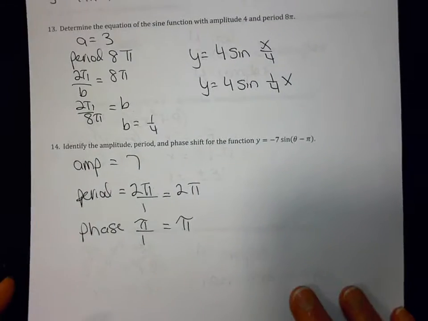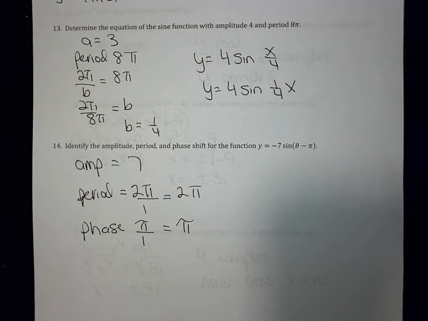Okay, number 13, equation of a sine function. Amplitude is 4, period is 8 pi. 2 pi over b is equal to the period, so if you solve that out, your b is 1/4. So the equation would be y is equal to 4 times the sine of 1/4 x, or x over 4.